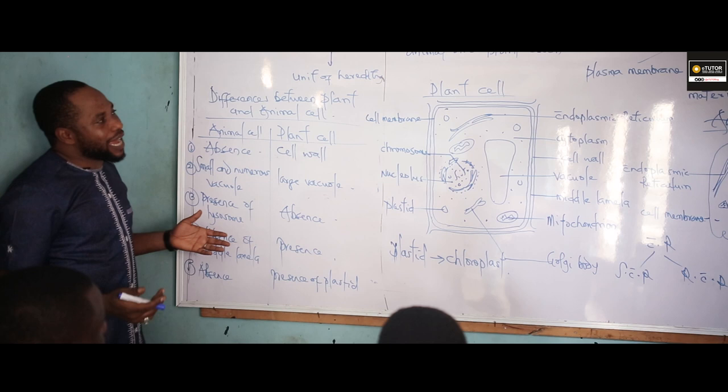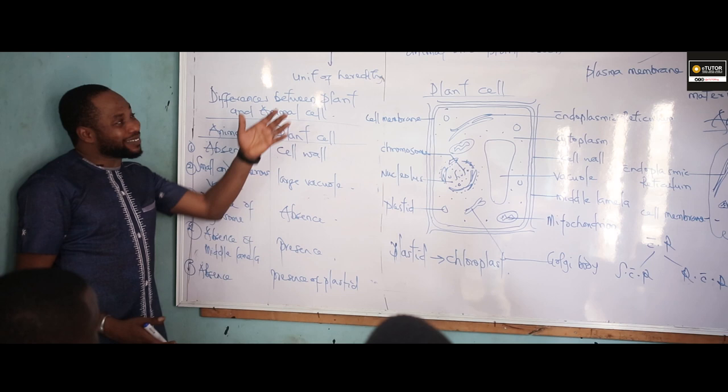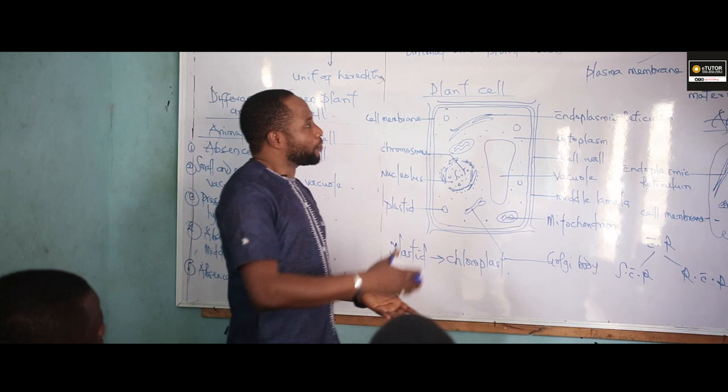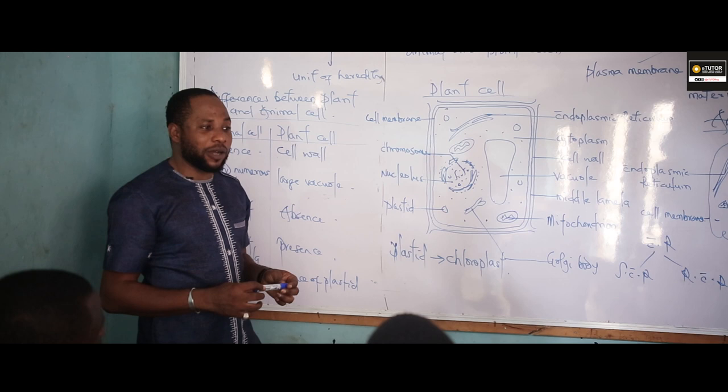If you look at animal body, look at five different types of cells that you can see. You understand that? Then look at plants, five types of cells that you can see. You understand that? Then I'm going to collect the assignments and we'll discuss about it in our next class.